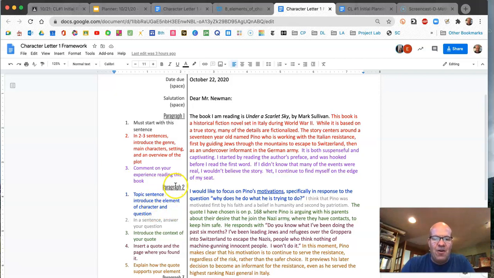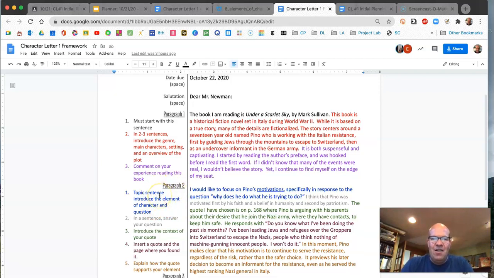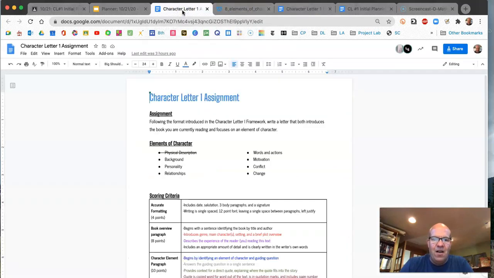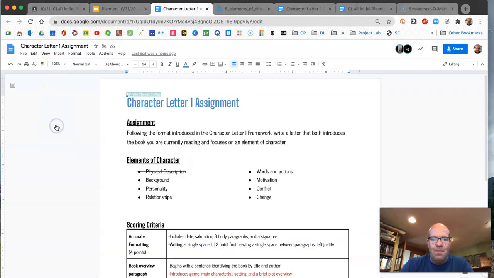So in my second paragraph, I'm going to introduce an element of character. In our assignment, these are the 8 elements of character: physical description, background, personality, relationships, words and actions, motivation, conflict, and change. And these are the same notes that you have on page R6 to R9 in your notebook.